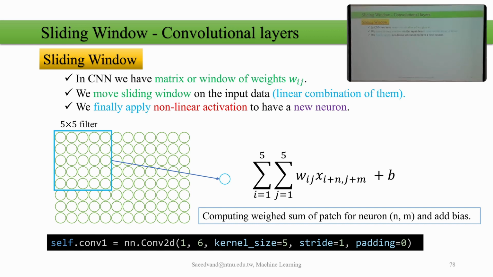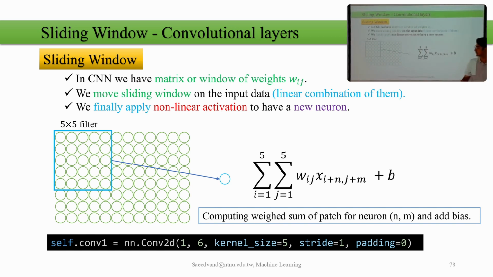So if we want to define the sliding window in simple understanding and the math, we say that in a convolutional neural network we have a matrix of weights Wij, because we have inputs and the weights that we are going to find for the network. We move a sliding window on the input data, and we get a linear combination of them, and we can apply a nonlinear activation based on the need. So we have a convolution layer now, and we can use the same nonlinear activation that we studied for neural networks here too.